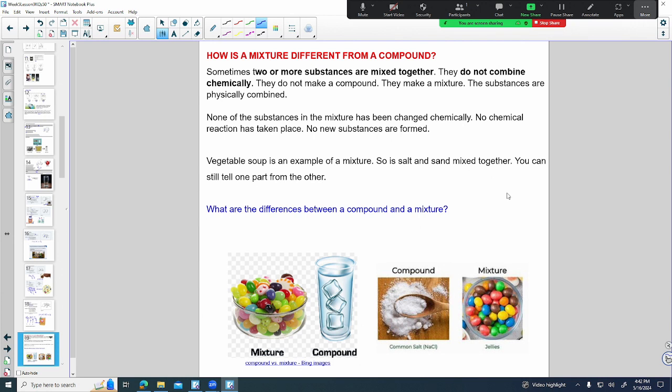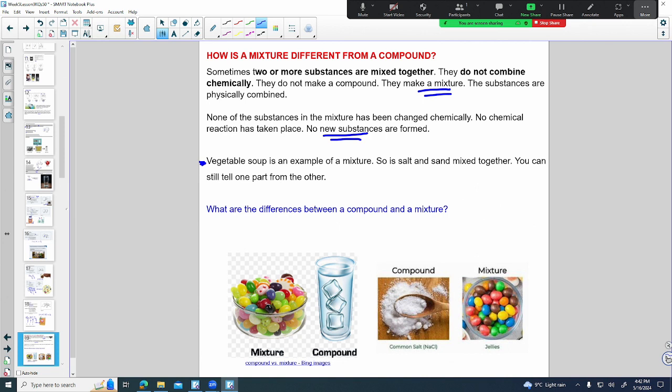Okay, next up, let's look at how a mixture is different from a compound. Sometimes you get two or more substances that are mixed together, but they're not combined chemically, so they don't make a compound. What they do is they make a mixture. So the substances are physically combined. None of the substances in the mixture has been changed chemically, and you don't get a chemical reaction. You don't get any new substances forming.